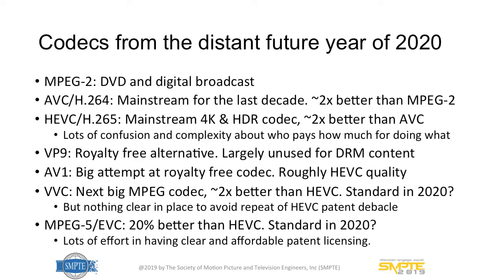AV1 is a big attempt at a royalty-free codec. It's ballpark HEVC quality, kind of complex. We're kind of seeing where that's going to go with evolution there. And then kind of on the wings, we have the VVC codec, which follows the classic MPEG model. Really very good, but there's nothing really yet in place to avoid the whole patent issues with that. Probably done in 2020. And we have MPEG-5 EVC, which is an attempt to basically do an AV1-like thing based on MPEG technologies.